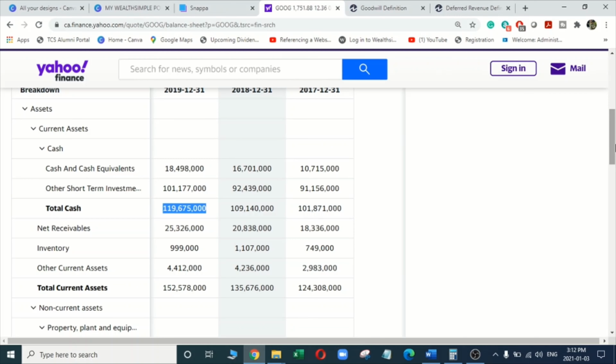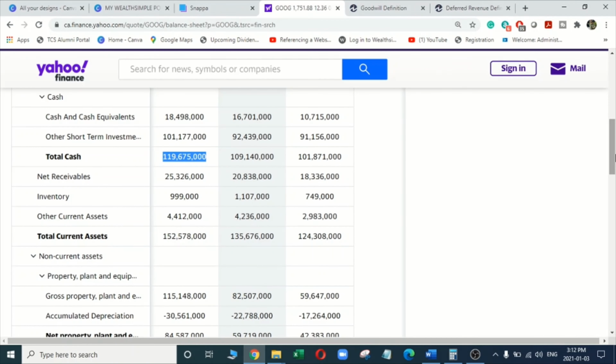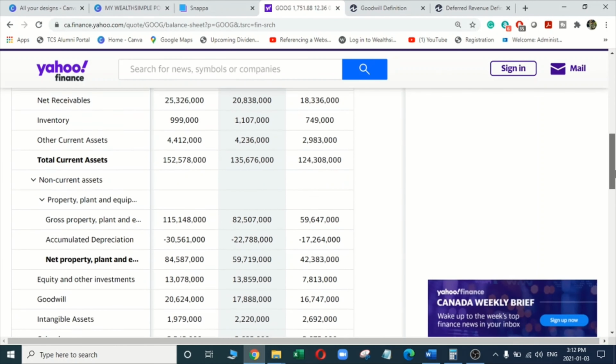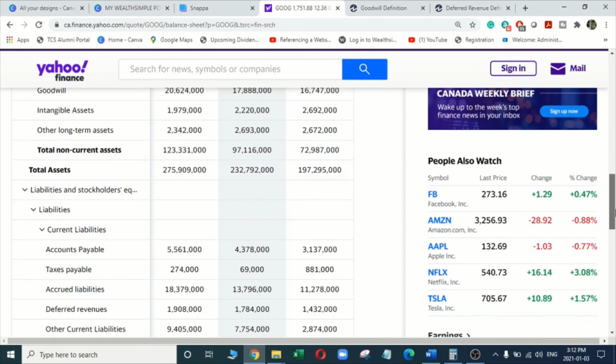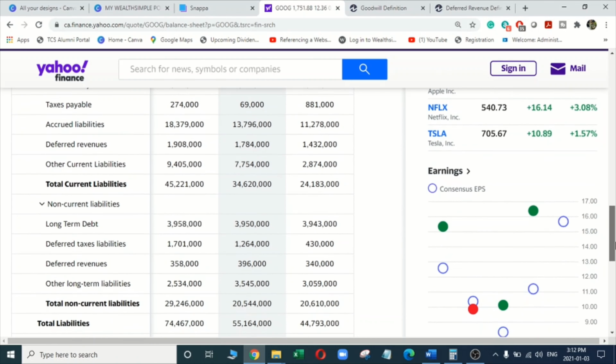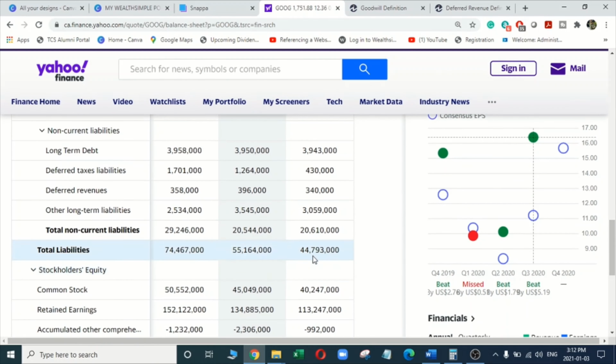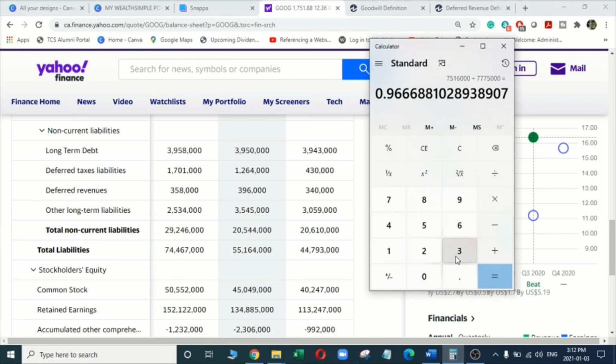You see the growth of the company and you can evaluate it. And I'm not saying that liabilities are not increasing. If we go to the liability tab, we can see that the liabilities are also increasing, like 44 billion in 2017, 55 in 2018, and 74 billion in 2019.